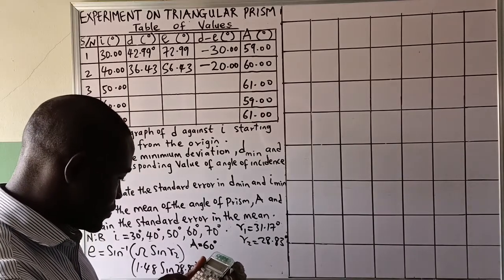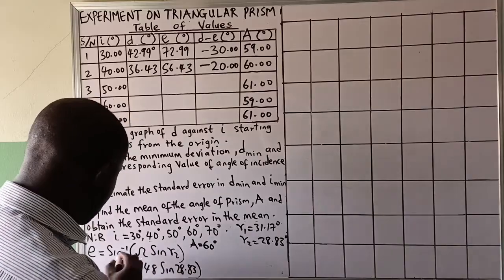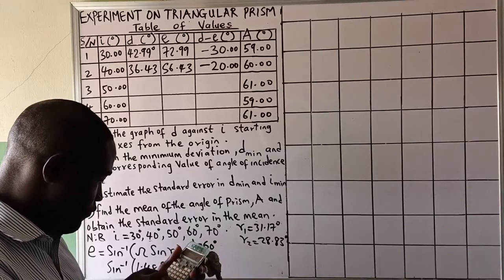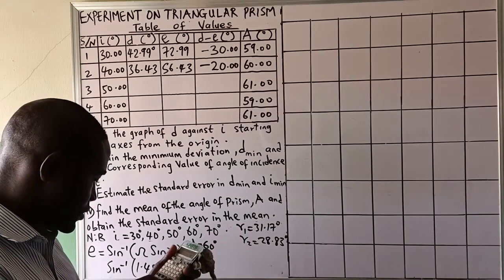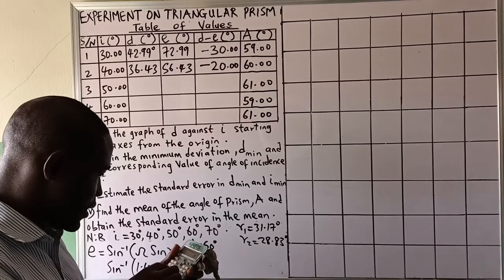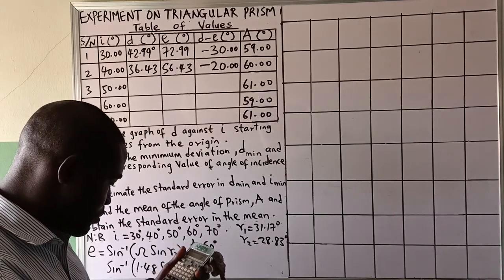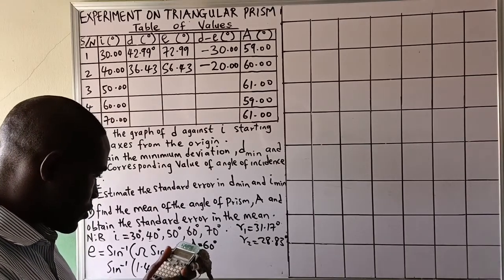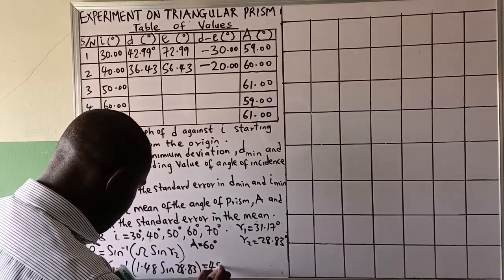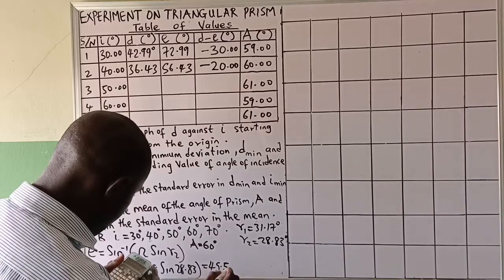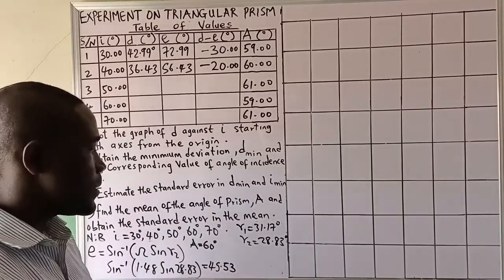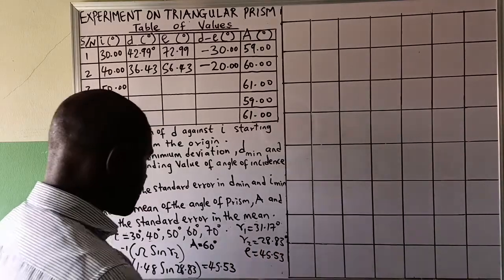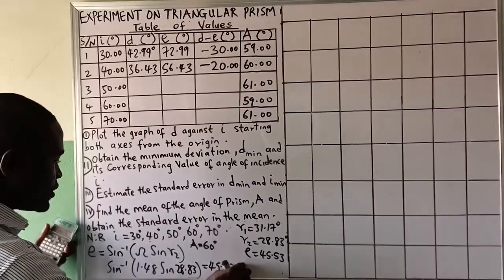We now say shift sine bracket 1.48 times sine 28.83. That will be giving us 45.53. Okay, then we say our E equal to 45.53. Then what will be our D?